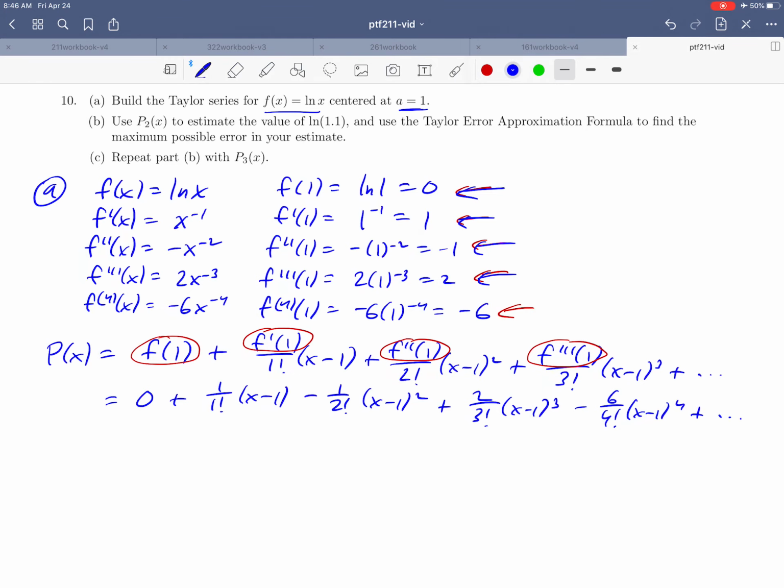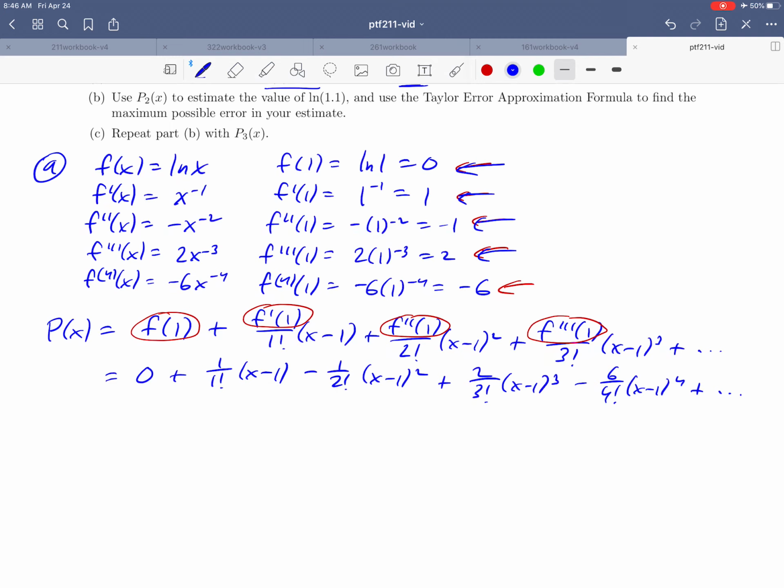All right, and we could leave our answer like that if we wanted to, but you might notice we can simplify these coefficients a little bit. So 1 over 1 factorial, that's just 1. 1 over 2 factorial is a half. And what's 2 over 3 factorial? Well, that's 2 over 6, which reduces to a third. And 6 over 4 factorial reduces to a fourth. So you can kind of see there's a nice pattern emerging there.